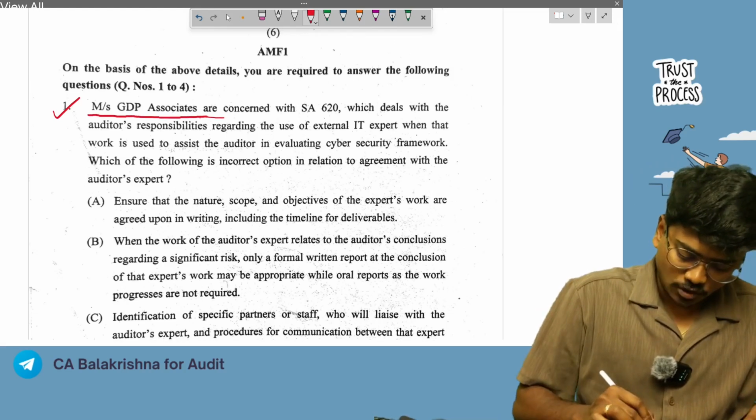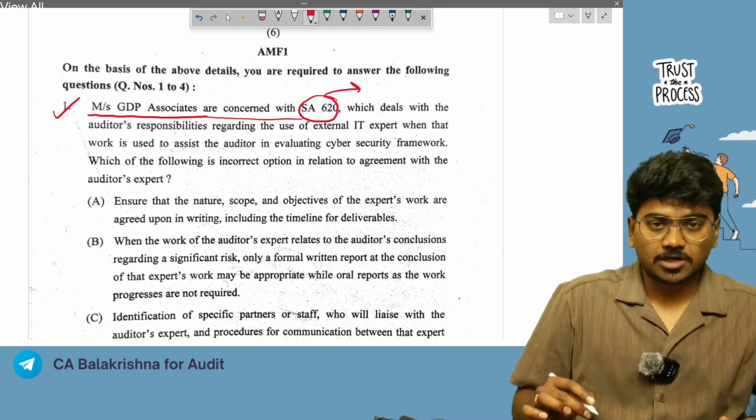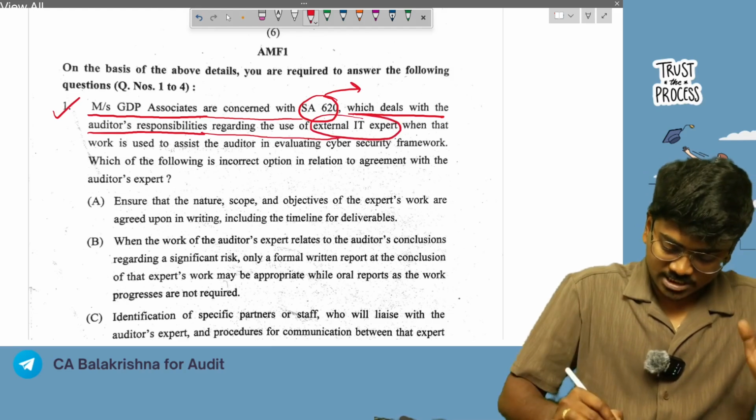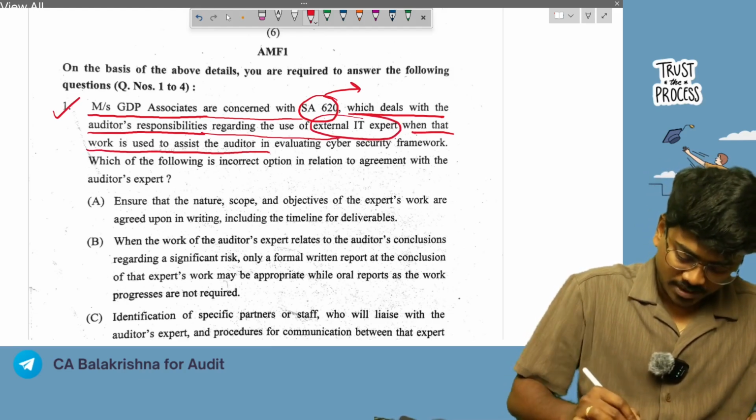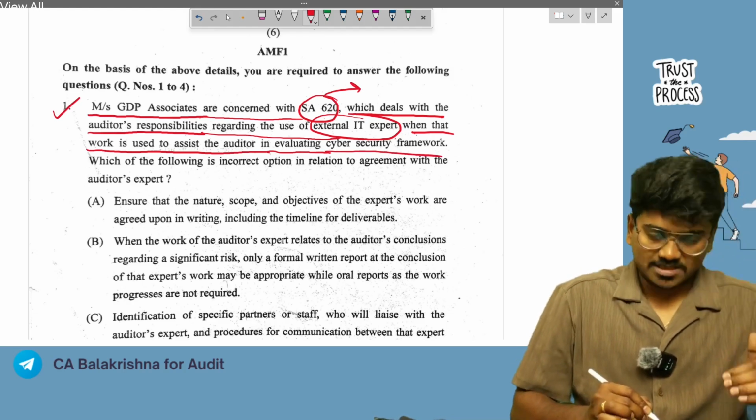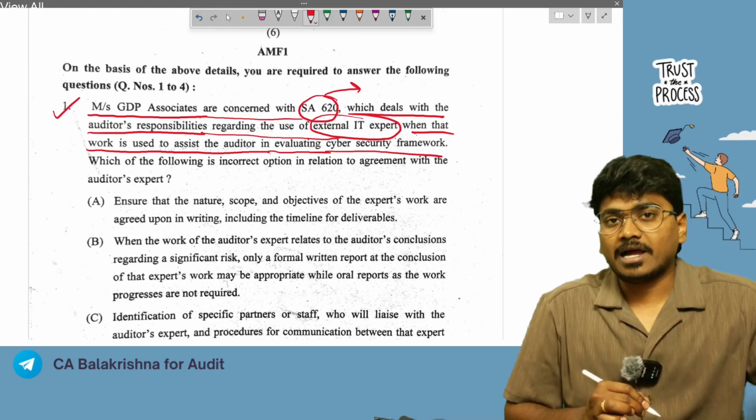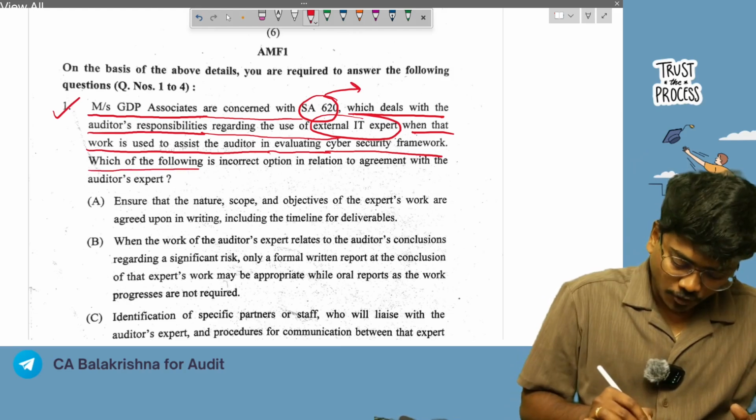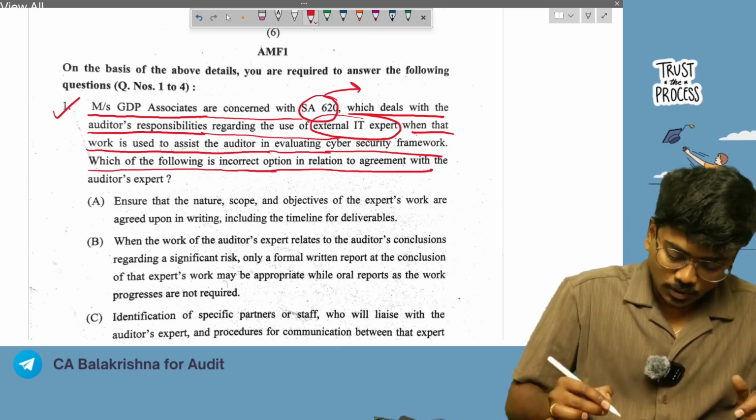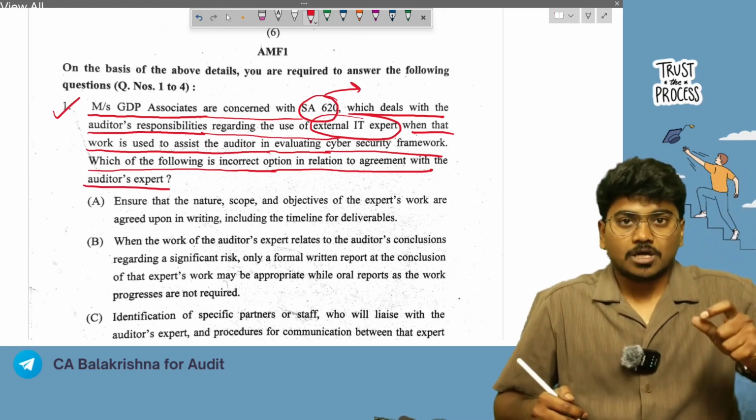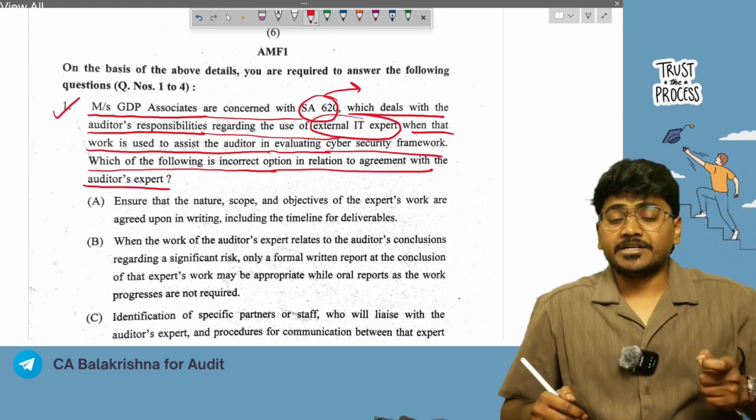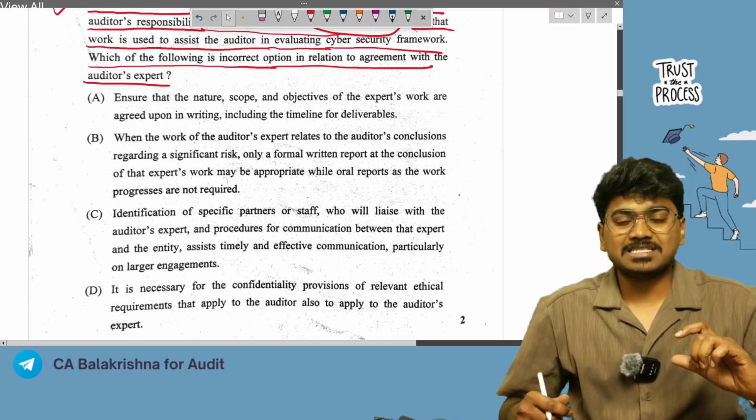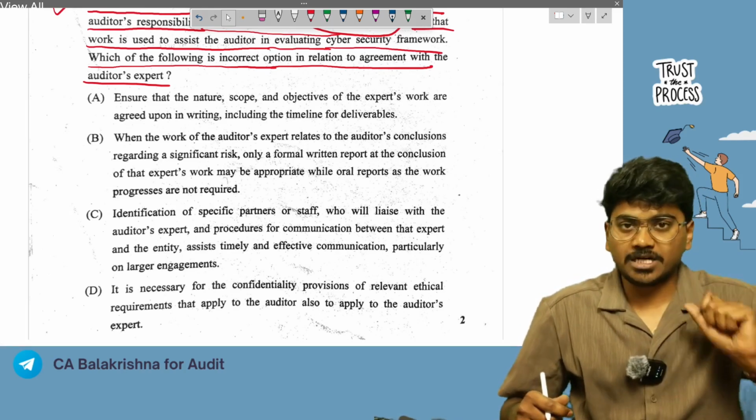Measures GDP associates are concerned with SA 620, that is using the work of other auditor, which deals with the auditor's responsibilities regarding use of external IT expert when that work is used to assist the auditor in evaluating cyber security framework. In the case study, the auditor is using an external expert who is an IT expert. Now, with this respect, which of the following is the incorrect option in relation to agreement with the auditor's expert? When you are using an expert, you will enter into an agreement. Of the following four options, which is the incorrect option with respect to agreement with the expert? Let us see.